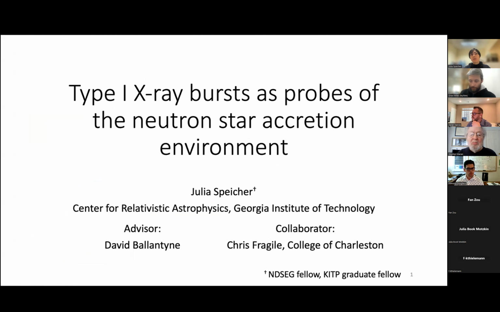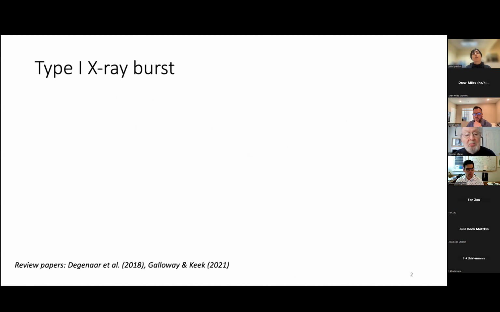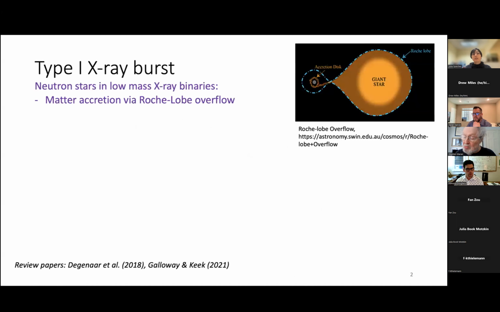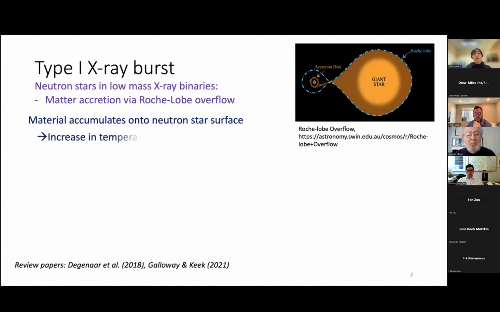In this presentation, I will tell you how Type I X-ray bursts impact the neutron star accretion flow and affect its emission. But first, I will give you a quick review of Type I X-ray bursts. Type I X-ray bursts occur for neutron stars in low mass X-ray binaries, where the neutron star accretes matter from another star via Roche lobe overflow. This accreted material, mainly hydrogen and helium, accumulates onto the neutron star surface, and this ongoing accumulation causes the temperature and the pressure to increase in this accumulated layer.